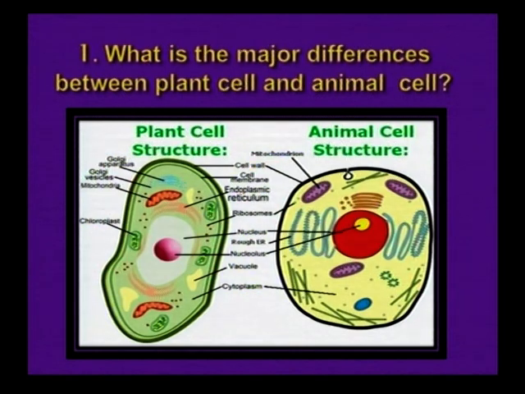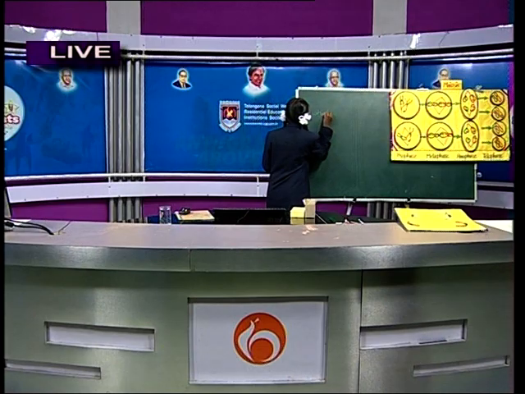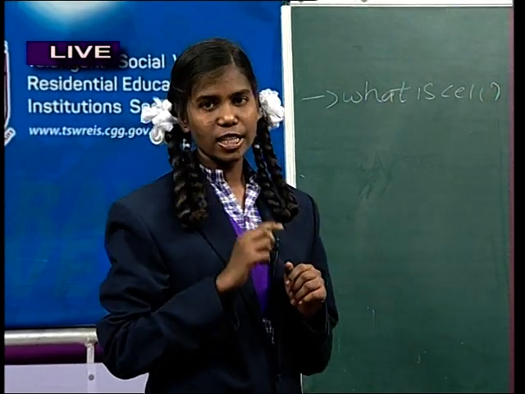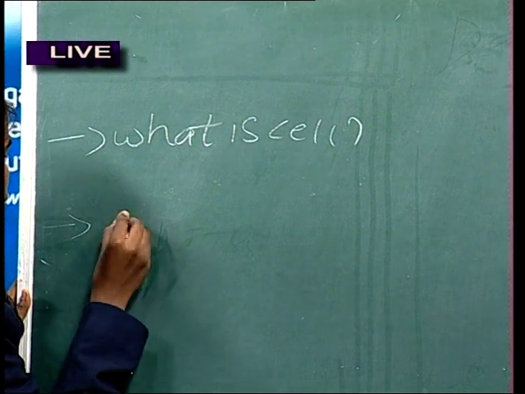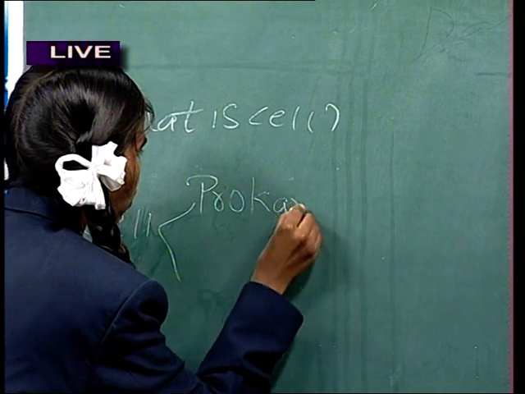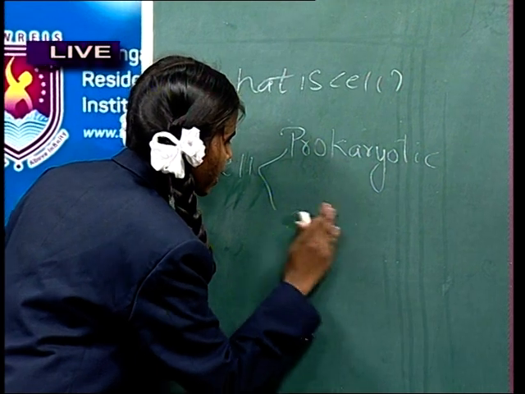So, we are saying cell is the basic structural and functional unit of life. Here, you know, cell is of two basic types. Now we have discussed what a cell is. So, friends, cell is of two basic types. They are prokaryotic and eukaryotic. Listen carefully, friends, are you following me? Cell is of two basic types, prokaryotic and eukaryotic cell.